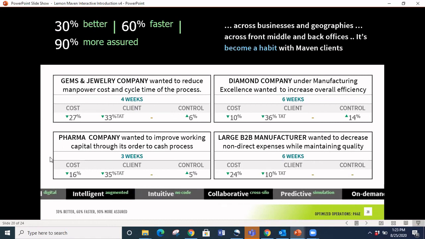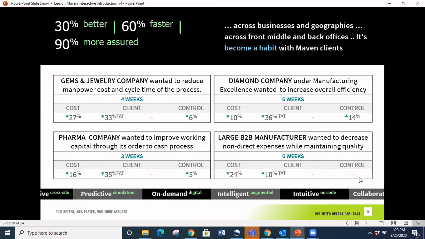Another use case mentioned here is of a pharma company which improved the delivery time of their order to cash process by approximately 35%, and they designed the solution for doing that in just 3 weeks. There's another B2B manufacturer, a large manufacturer located across various areas in the country. They used Maven, and within 6 weeks, they designed a solution to reduce their overall cost by approximately 24%, as well as getting some benefit in their cycle time without busting any of their controls.